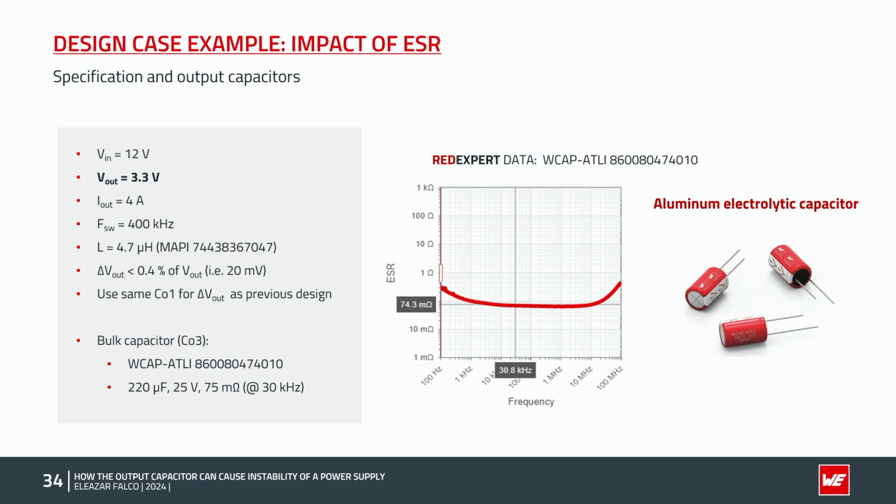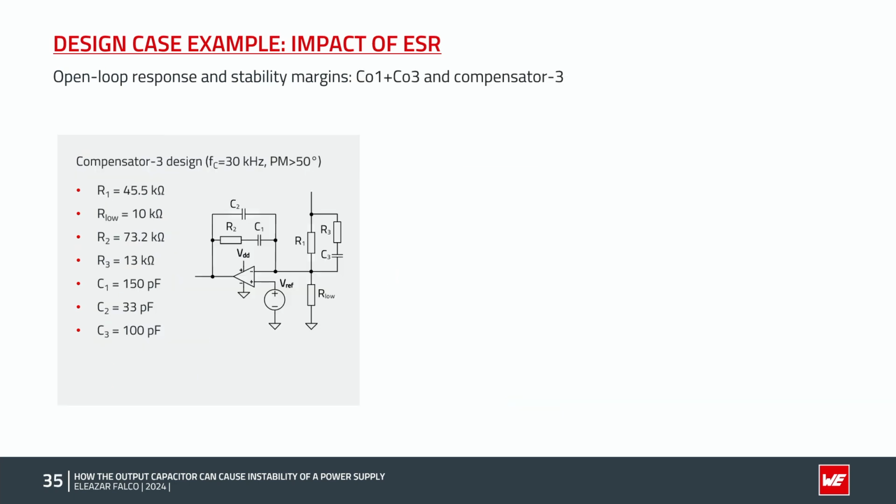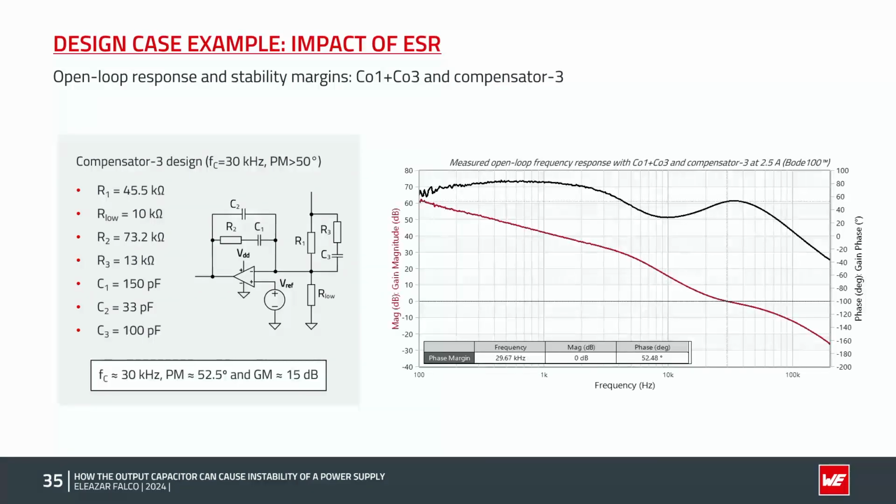We will refer to this capacitor as CO3 moving forward. We follow the same procedure as before. We check the plant response and then design the compensator, in this case for a target crossover frequency of 30 kHz with a phase margin of over 50 degrees. And with these compensator component values here, we measure this open loop frequency response. The crossover frequency meets the target, as does the 52-degree phase margin. The gain margin is also acceptable at 15 dB.